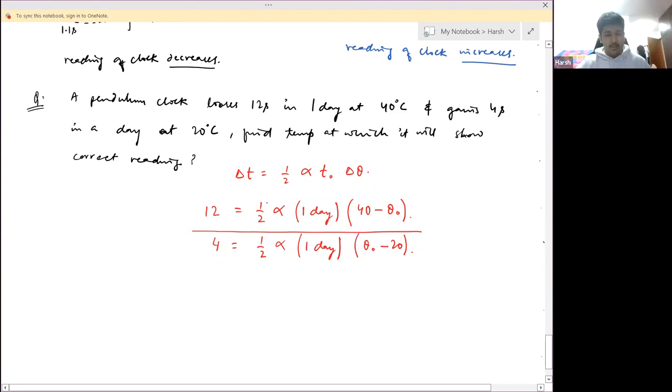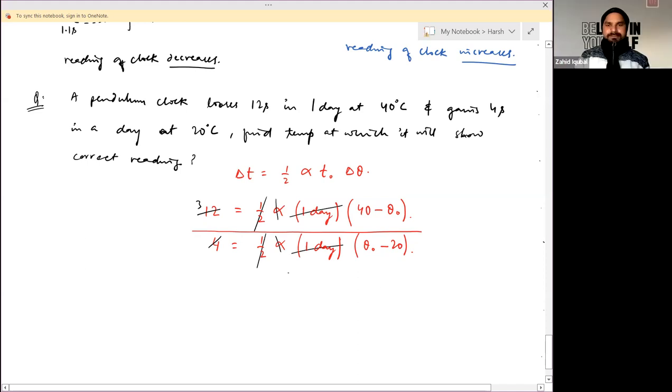Simply, 4 will cancel out, and then 12 becomes 3 times. Then alpha and half are gone, and 1 day is gone. Then just cross multiply and simplify it. Okay, sir.